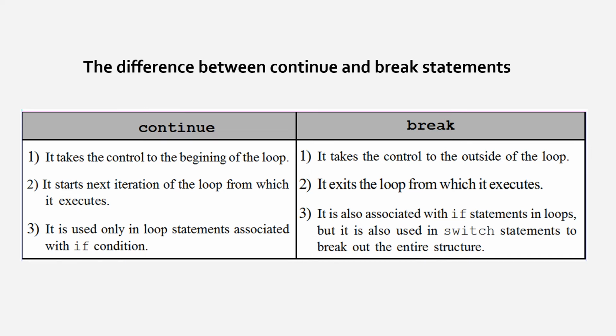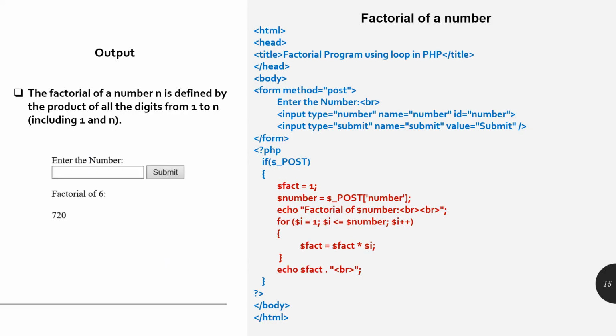The points we have already discussed are summarized here. Now we are going to discuss some examples. First we will see the factorial of a number. We know that the factorial of a number n is defined by the product of all the numbers from 1 to n. That includes 1 and n.